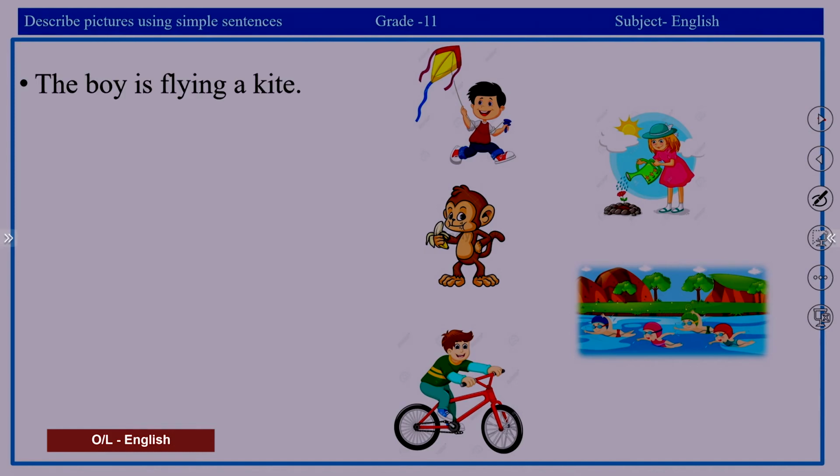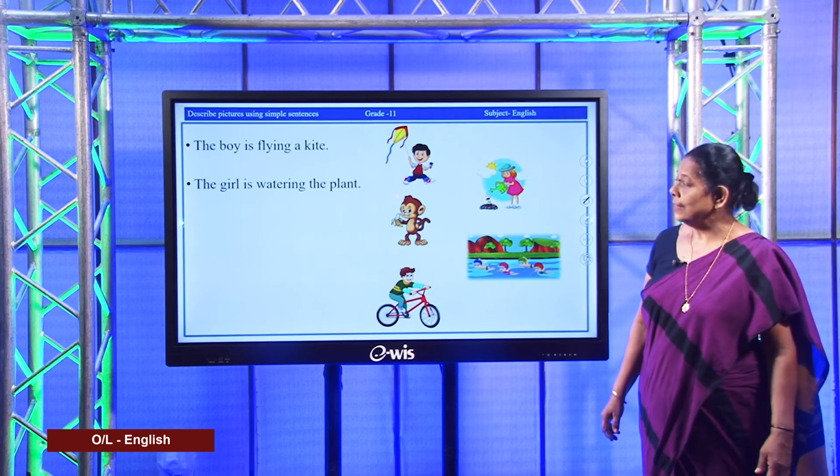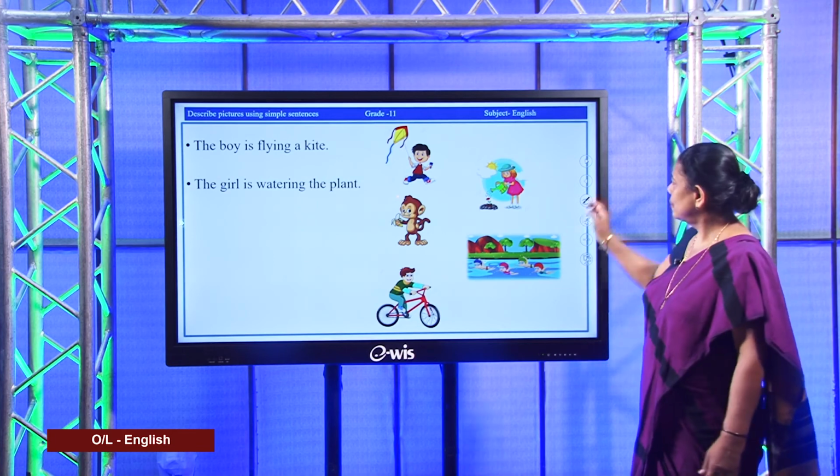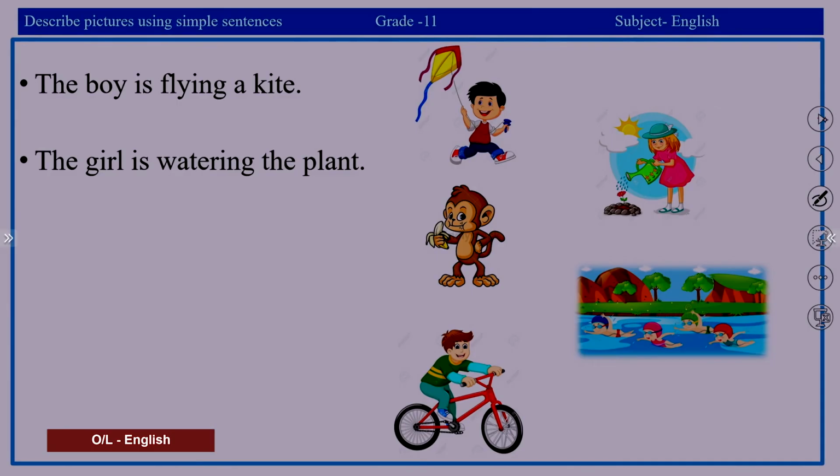Yes, the boy is flying a kite. Next one. The girl is watering the plant. Can you see the girl watering the plant? Yes, the girl is watering the plant. Right. Next one. What is a monkey eating? The monkey is eating a banana.